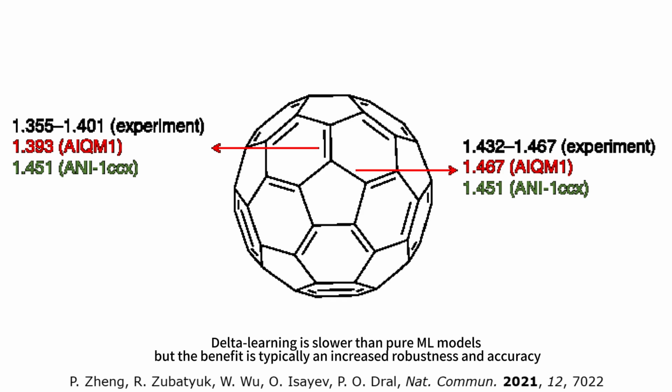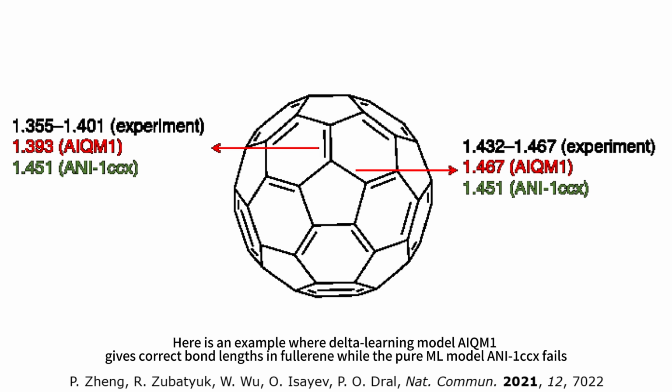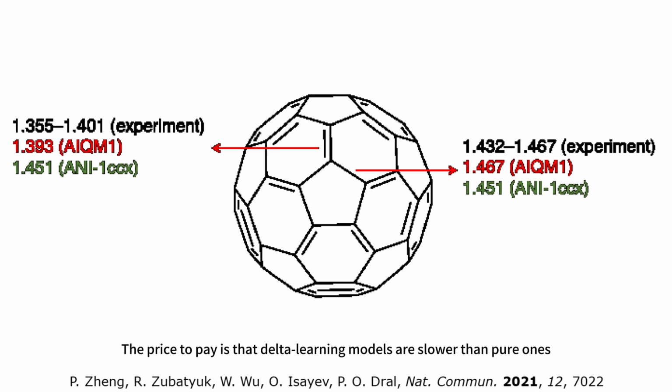Delta learning is slower than pure machine learning models, but the benefit is typically an increased robustness and accuracy. Here is an example, where the delta learning model AIQM1 gives the correct bond length in the full ring, while the pure ML model ANI-1ccx fails. The price to pay is that delta learning models are slower than pure ones.